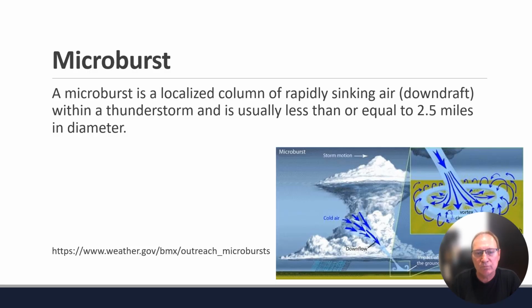Before I get any further into talking about types of damage associated with a tornado, I also want to talk about two other types of wind-related damage that we see in the context of a thunderstorm that we sometimes confuse with a tornado, but it's not. The first one is a microburst. It's a localized column of air that sinks very quickly and typically is in one particular area.